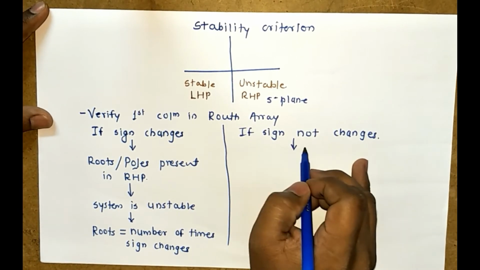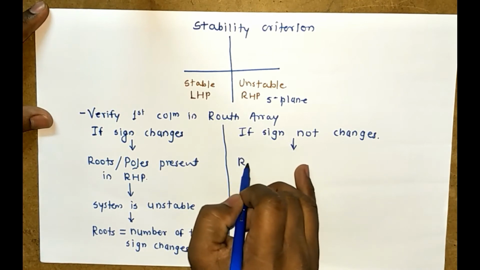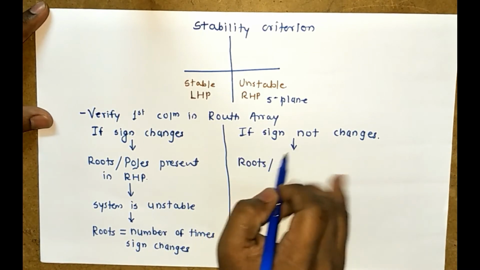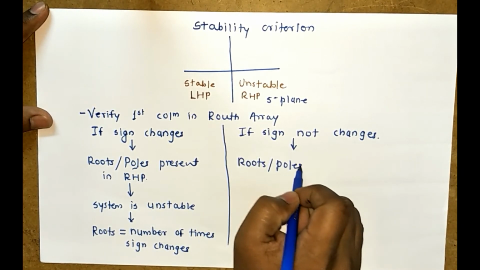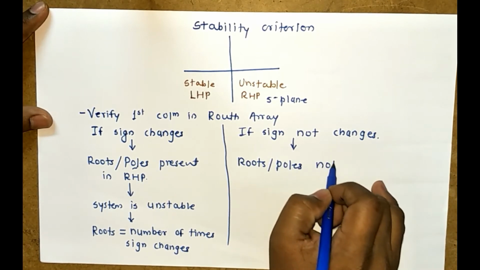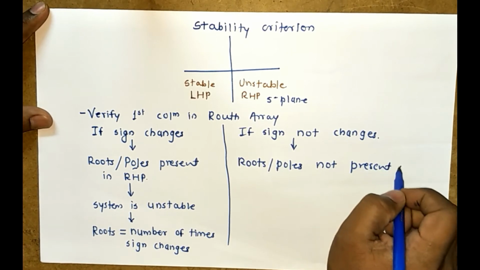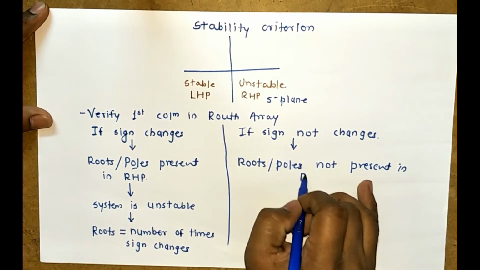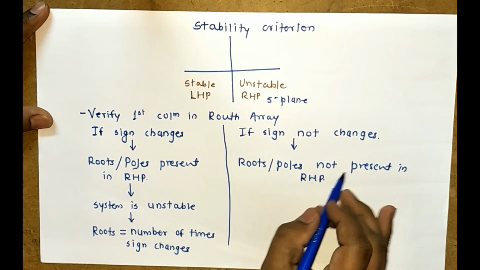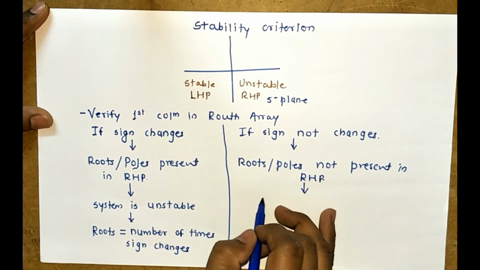If there is no sign change, then roots or poles are not present in the right hand side plane. All the poles are lying in the left hand side plane, so the system is stable.